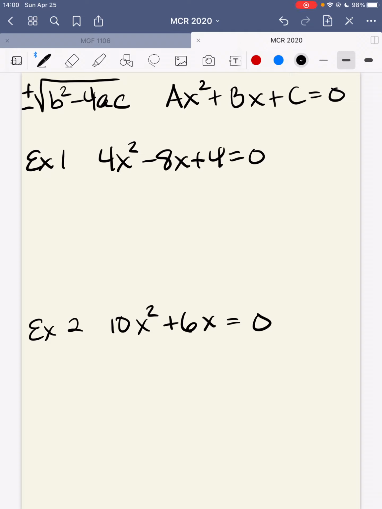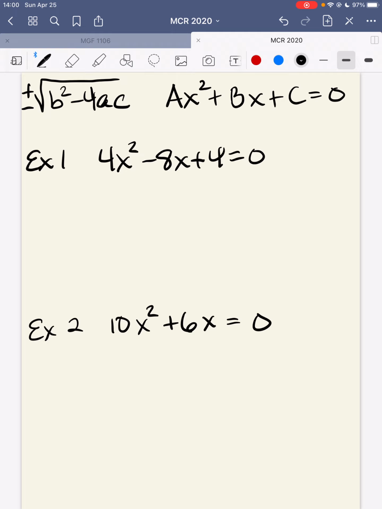All right, let's look at some examples just using the discriminant, knowing that we have a plus or minus in front of our square root. We want to look at the types of solutions that we have based off of our quadratic equation. So let's go ahead and look at example 1.